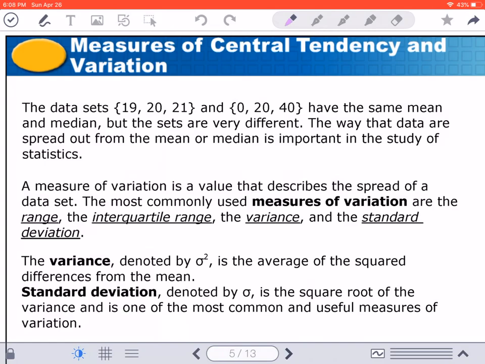A measure of variation is a value that describes the spread of a data set. The most commonly used measures of variation are the range, the interquartile range, the variance, and the standard deviation. The variance is denoted by sigma squared, and it's the average of the squared differences from the mean. The standard deviation, noted by sigma, that's baby sigma by the way, is the square root of the variance and is one of the most common and useful measures of variation.